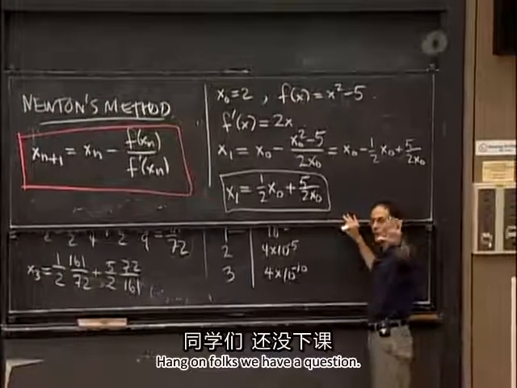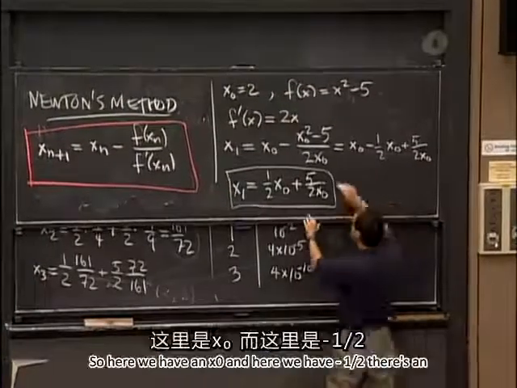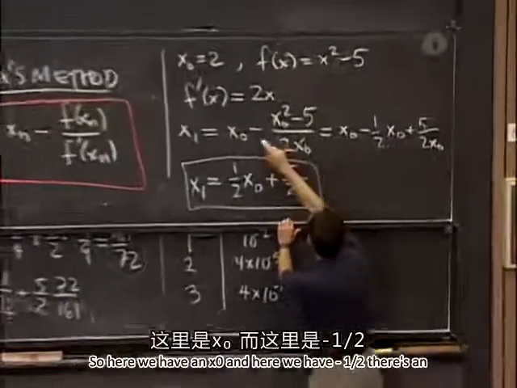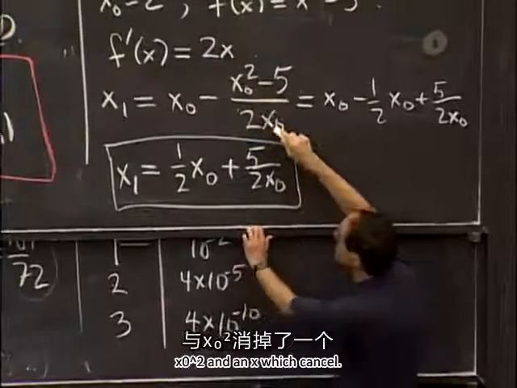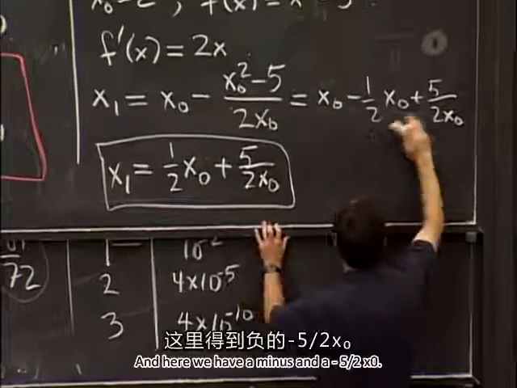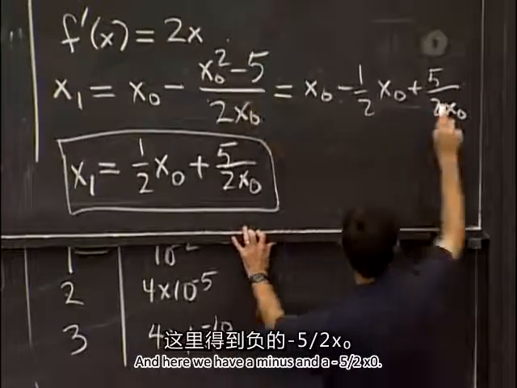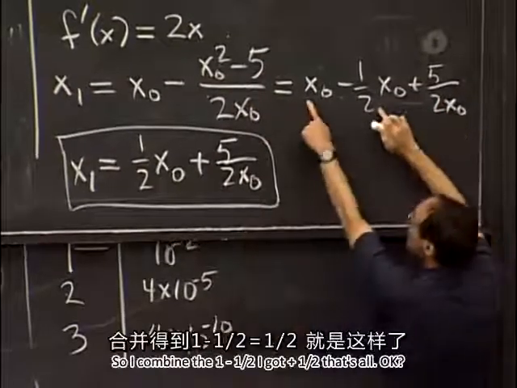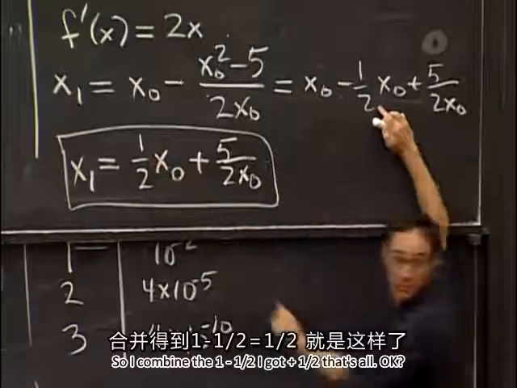Hang on, folks. We have a question. Well, let's just answer it. So here we have an x0, and here we have minus a half. There's an x0 squared and an x which cancel. And here we have a minus and a minus 5 halves x0. So I combined the 1 minus a half. I got plus a half. That's all.